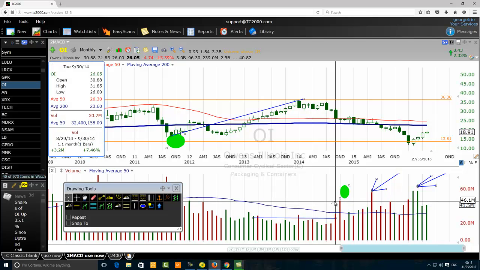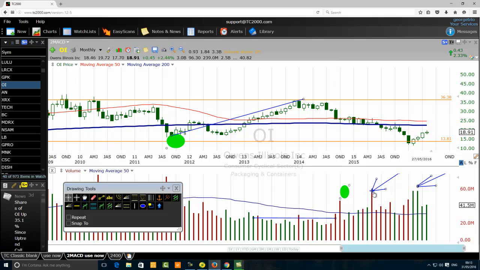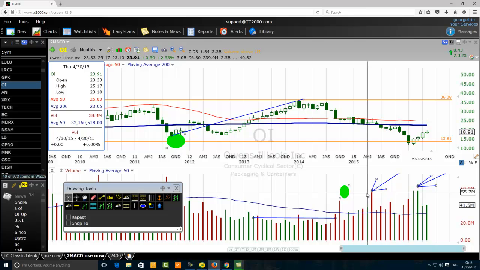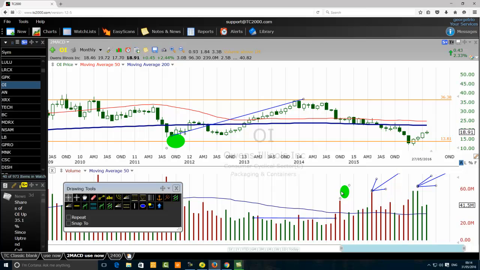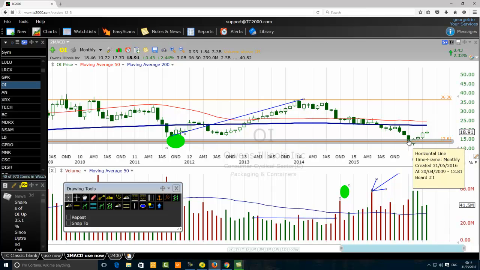All right. You see that, and then we have another surge here, up to 56 million shares. Now, after these two volume bars, we see that the price continues to go down and reaches the lower part of the consolidation.